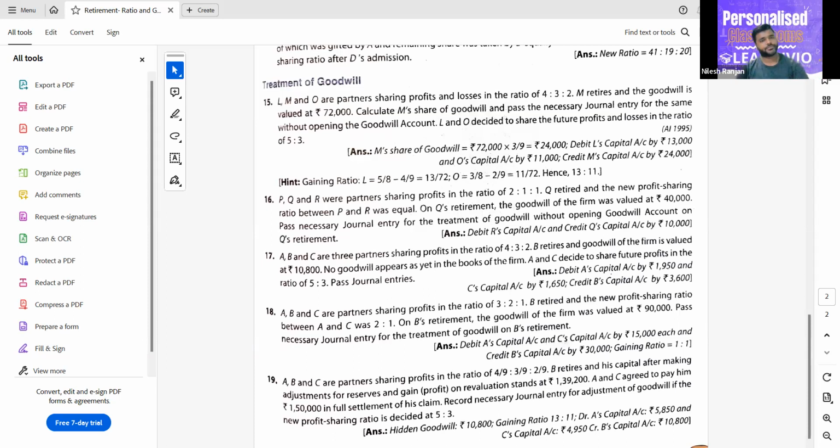That is the answer. What will be the journal entry? B's account is in credit, so remaining partners' capital accounts are debited to B's capital account. You know the names of the partners, so you have to say it. A's capital account debit, C's capital account debit, to B's capital account. A's capital account debit is 15,000, C's capital account debit is 15,000, to B's capital account 30,000. Very good, this is the correct answer.